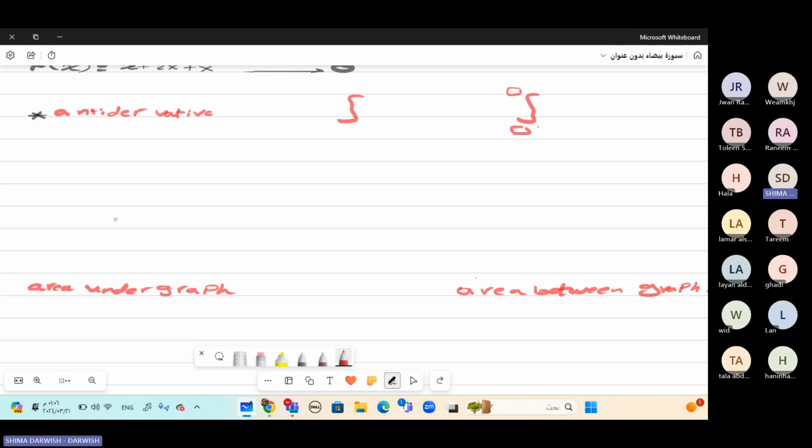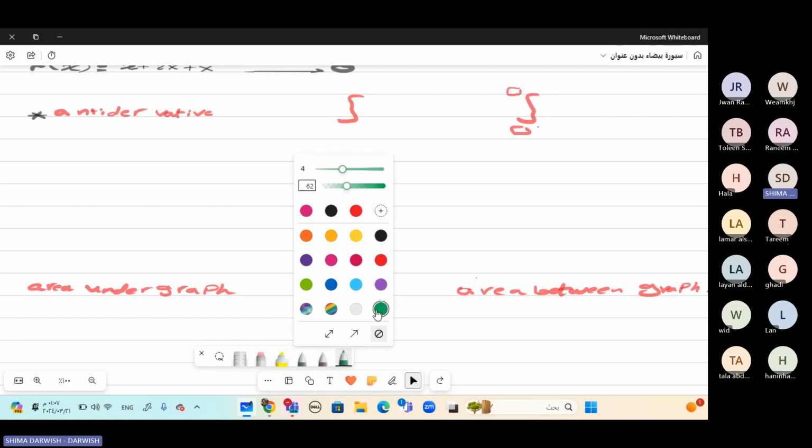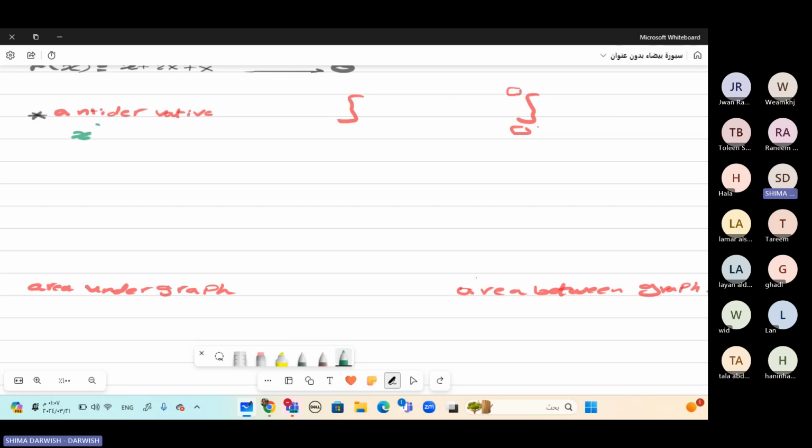So if I give you an exercise about the antiderivative of x to the power of 9, what is the meaning of antiderivative? Antiderivative means integration. So x to the power of 10 divided by 10. Do not forget to write C. Or you can rewrite it as 1 over 10 x to the power of 10 plus C. The same way to write.